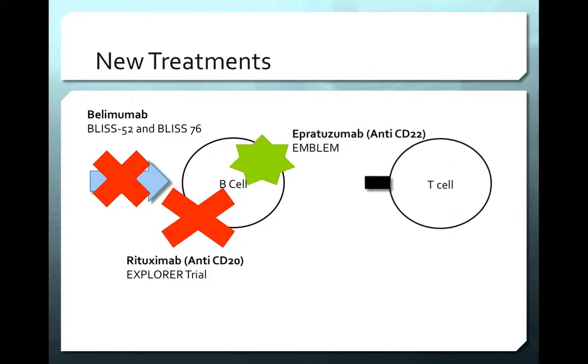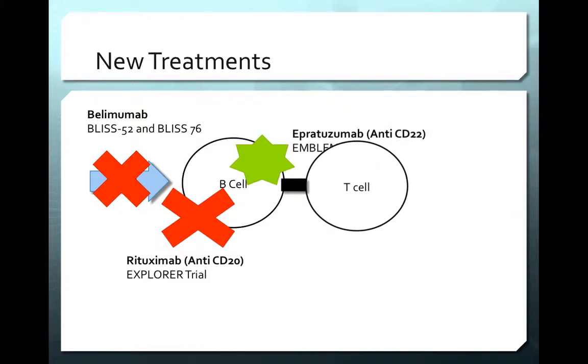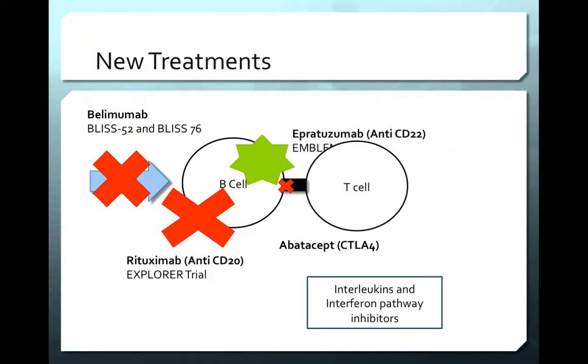The other thing too is to look at the B cell, T cell co-stimulatory pathways and the T cell stimulatory pathways as well. So we have abatacept, which is a CTLA4 molecule, and basically this is a way to try and turn off the immune stimulation of T cells. Unfortunately, that's had a relatively disappointing response so far. The things that we'll be looking at for the future are things like interleukins and interferon pathway inhibitors, but none of them have really transferred through to clinical practice at this stage.